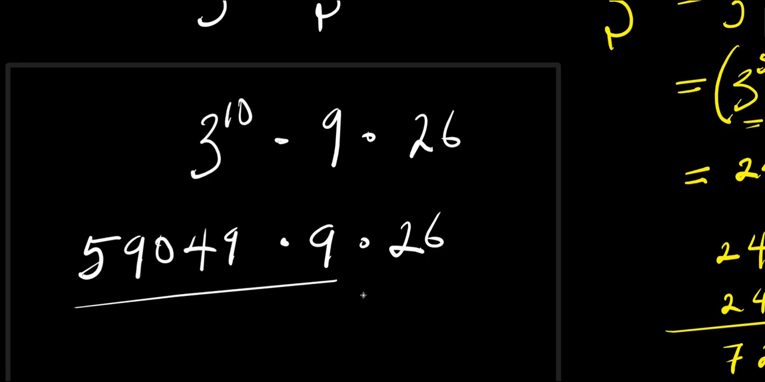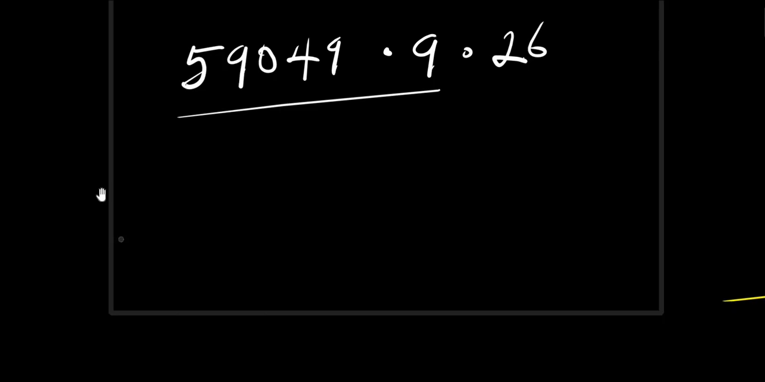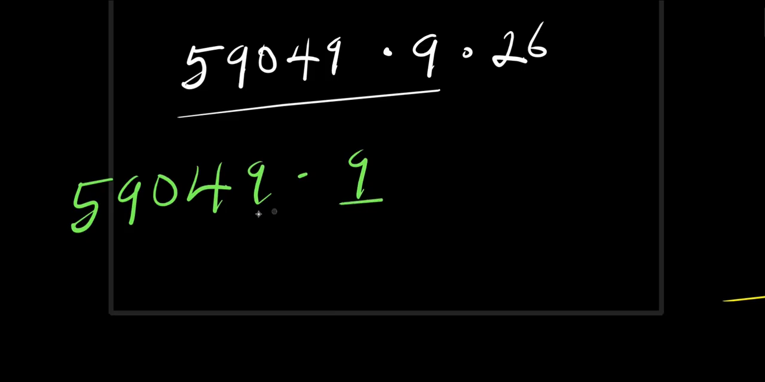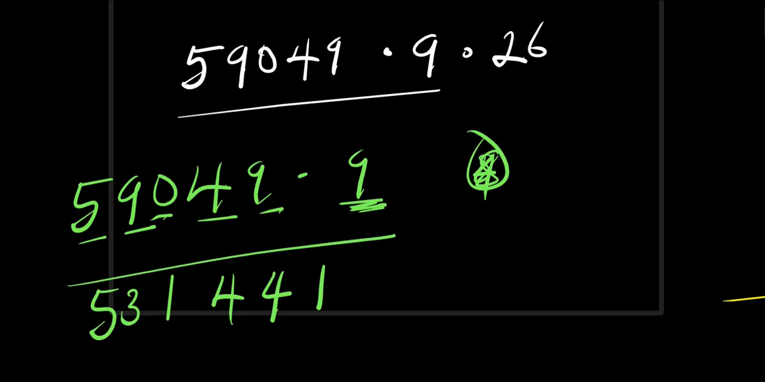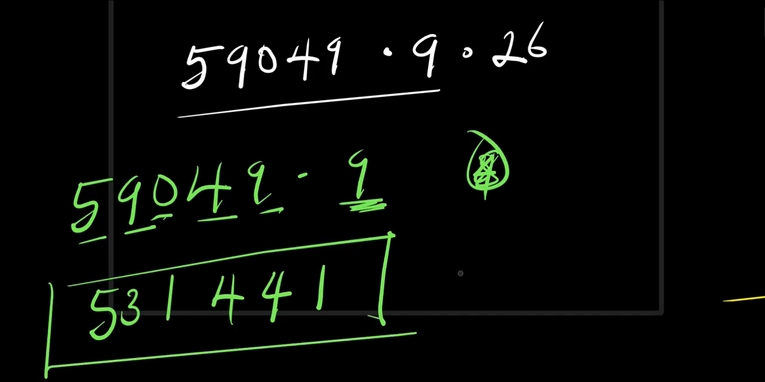Let's concentrate on the first two. 59049 times 9. 9 times 9, 81, 1 carry over 8. 9 times 4, 36. Plus 8, 44, 4 carry over 4. 9 times 0, 0 plus 4, 4. 9 times 9, 81, 1 carry over 8. Then 9 times 5, 45 plus 8, 53. 531441 times 26 will give us our final answer.